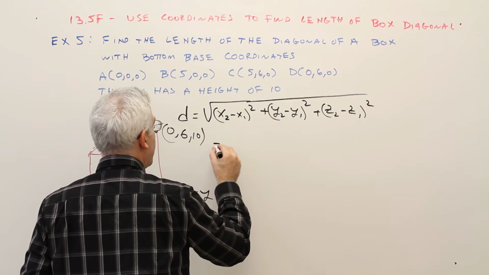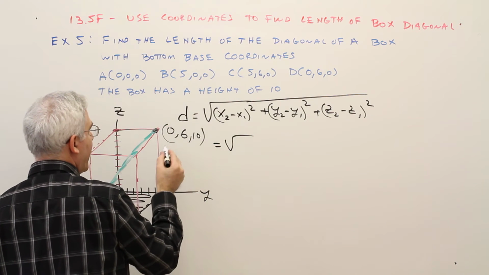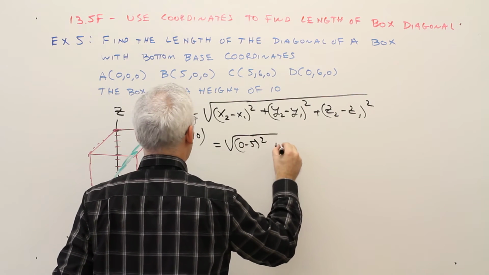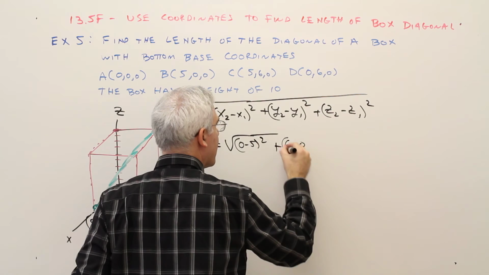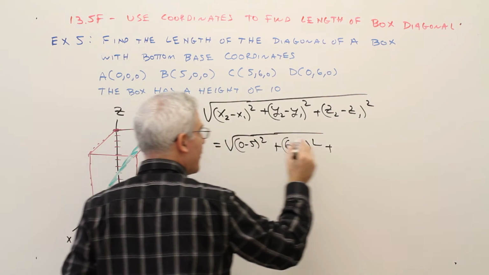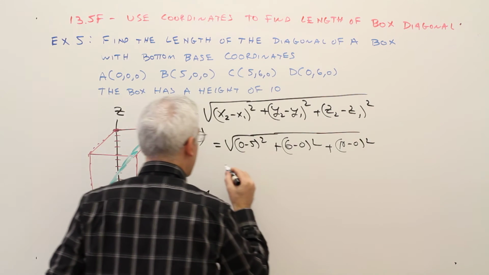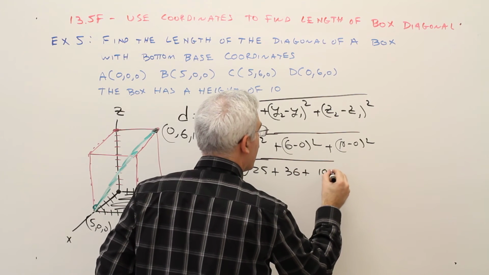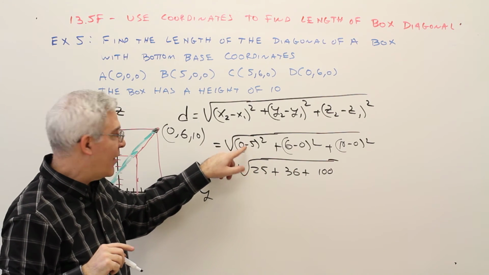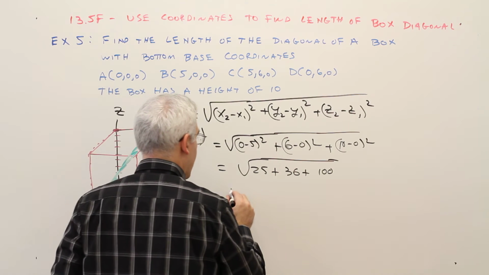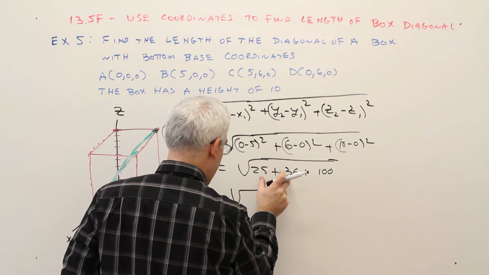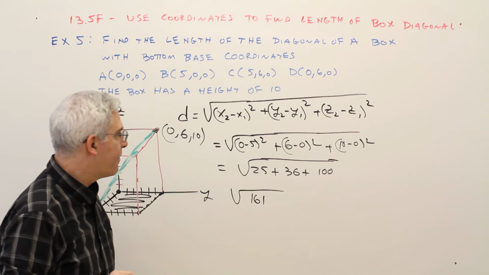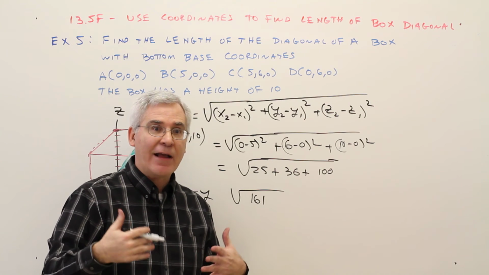All right, so it would be the square root, I'll call these the 2's. So 0 minus 5 squared plus 6 minus 0 squared plus 10 minus 0 squared. That's going to be the square root of 25 plus 36 plus 100, because -5 times -5 is 25, etc. That's going to be the square root of, what do we have here, 30, 55, the square root of 161. And we're going to leave our answer in exact simplified form.